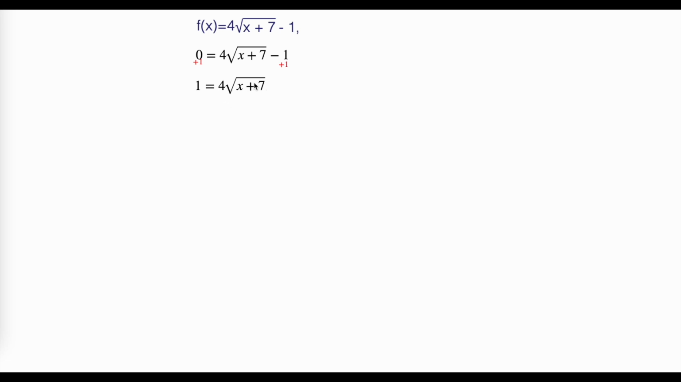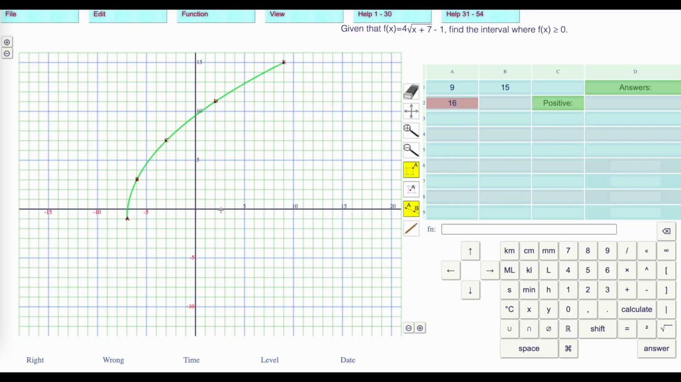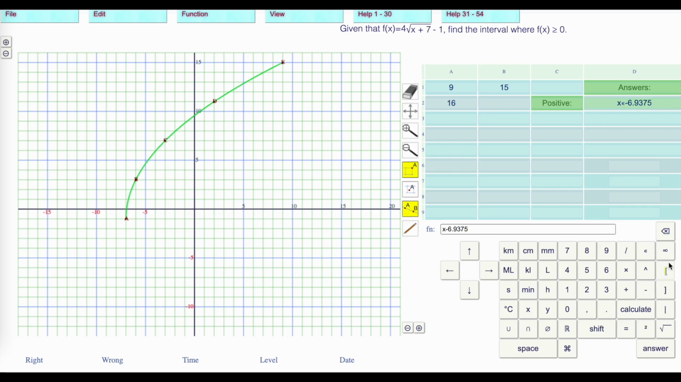I want to get rid of the 4. That's multiplying the square root. I divide both sides by 4. That gives us 0.25 is equal to the square root of x plus 7. I want to get rid of the square root, so I'm going to square both sides. 0.25 squared is 0.0625, or 1/16, is equal to x plus 7. Subtract 7 from both sides to get the x alone, and that gives us -6.9375 is equal to x. When's it positive? Well, it's positive from that value, when x is a member of, from that value to infinity, and an open bracket around infinity.